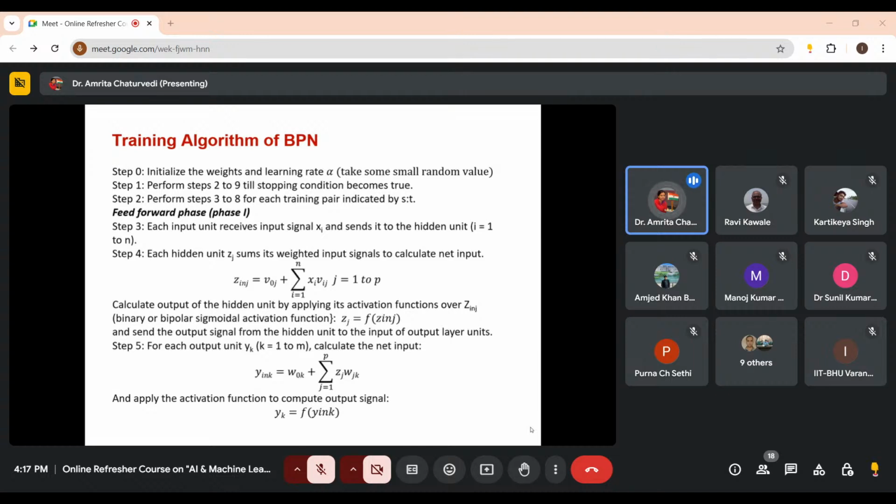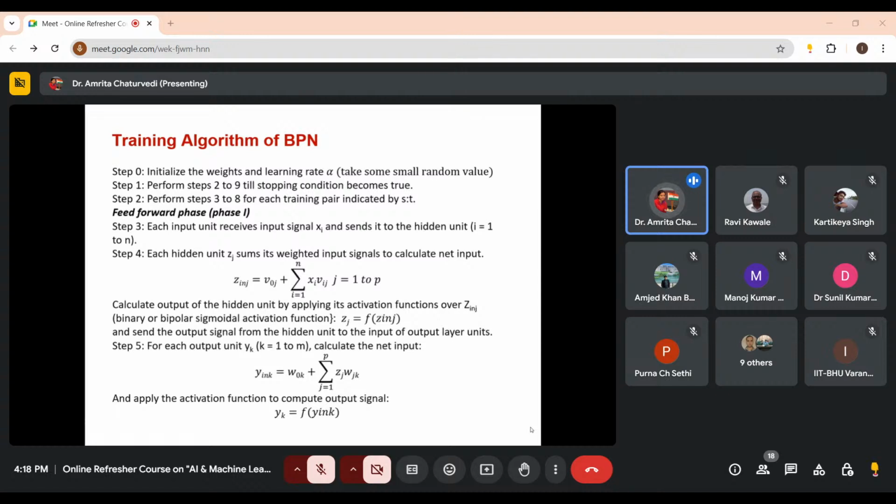Then you calculate the output of the hidden unit by applying its activation function over Zinj. So that will be simply Zj is equal to f of Zinj. And then you send the output signal from the hidden unit to the input of the output layer unit. Then, when this goes to the output layer unit, you will calculate the net input for the output layer, which is denoted as Yink.